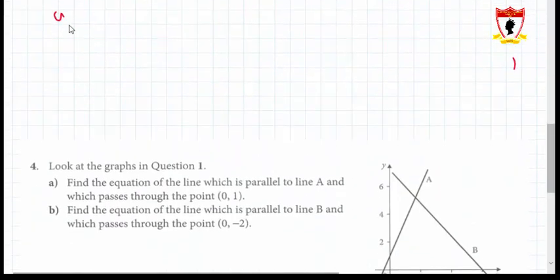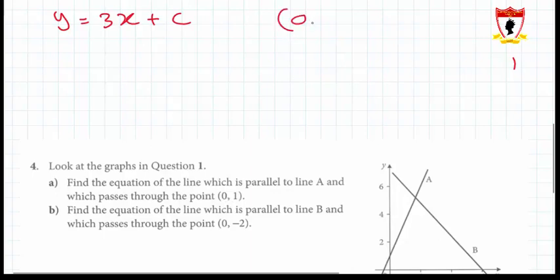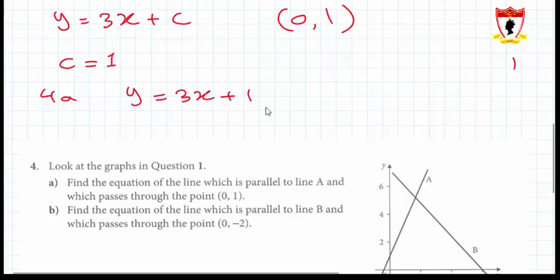So it means y equals 3x plus c. C is missing. To find c, we're going to use this point that's given in the question, 0, 1. Put 0 in place of x, 1 in place of y. You see that c is equal to 1. And finally, question 4a, the answer is y equals 3x plus 1 is the equation of a line which is parallel to line A and passes through 0, 1.